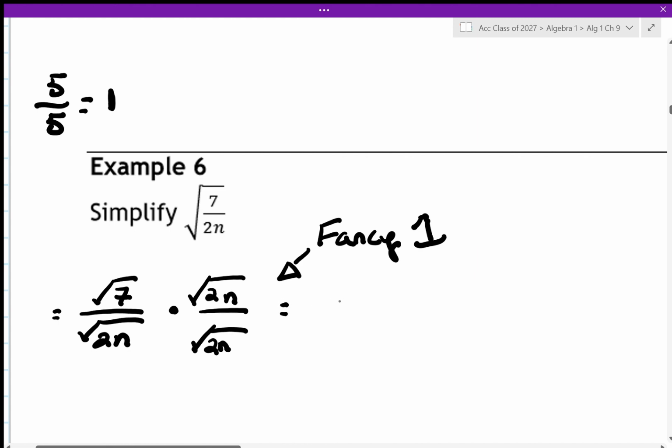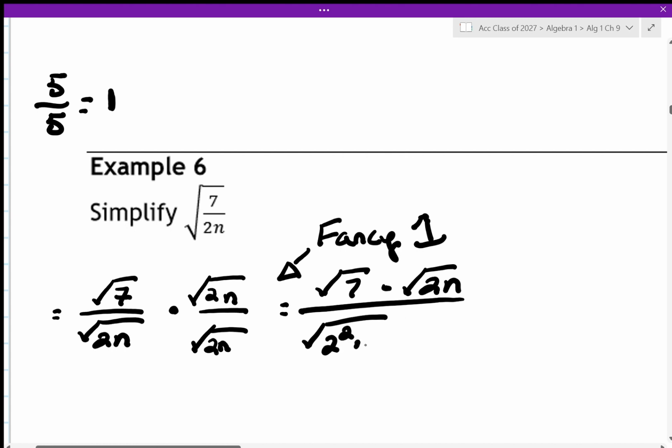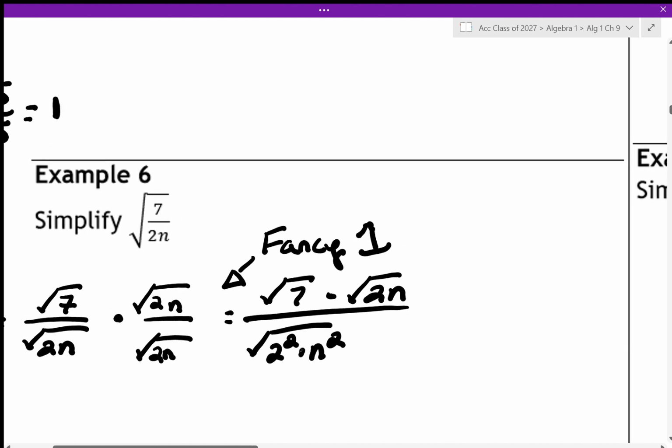So now when we multiply across, we have the square root of 7 times the square root of 2n over the square root of 2 squared times n squared. Our numerator, let's put those together and see what we got: square root of 14n. And in our denominator, we have a pair of 2's, so there's a 2 on the outside. And with n squared, the square root of n squared is going to be a plain old n.